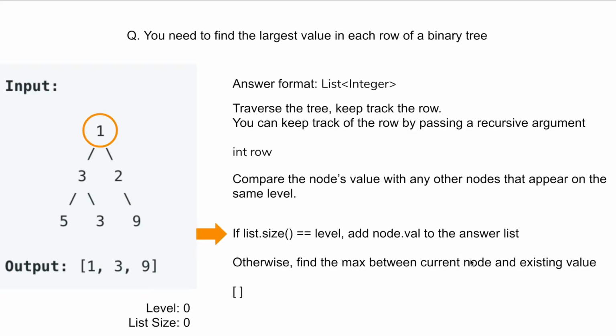So let's start at the root node, right? We hit 1, and we see that the list size is equal to 0. So we're going to go ahead and add the node value to the answer list.